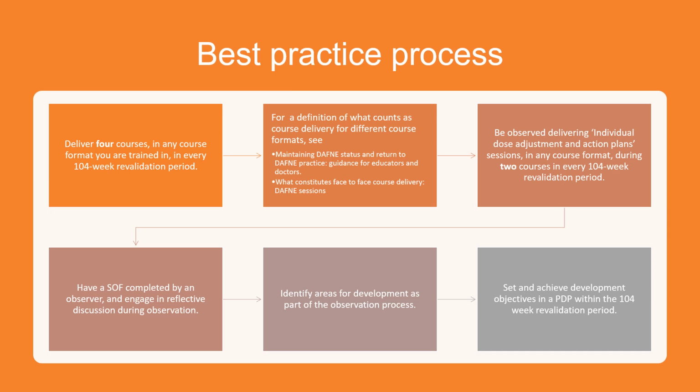Of the 4 courses delivered in the revalidation period, 2 courses should be allocated for observation of the individual dose adjustment and action plans session or part of the course. The observer and educator observed should complete the session observation form, engage in reflective discussion, identify areas for development, and set development objectives with the aim of achieving objectives within the revalidation period.